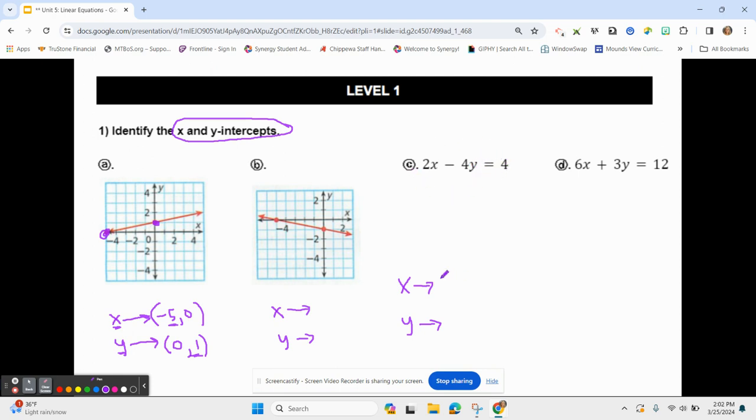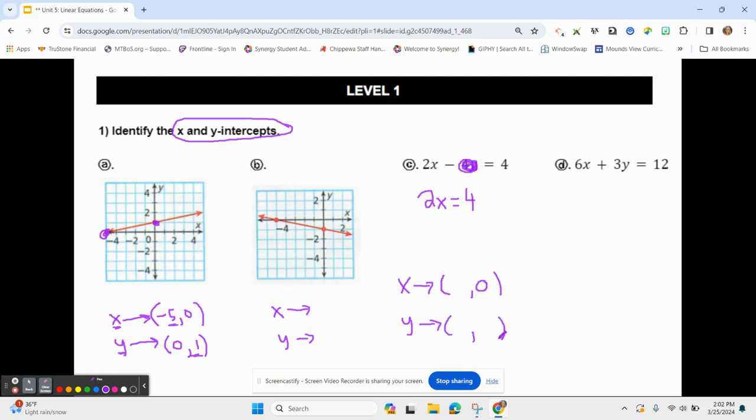To find the x-intercept, you're going to put a 0 in where the y is. So 4 times 0 is 0. So this is like a big old 0 right here. So I really just have 2x equals 4. If you solve that for x, you will have your x-intercept.